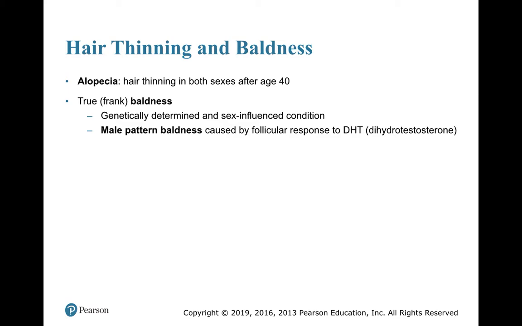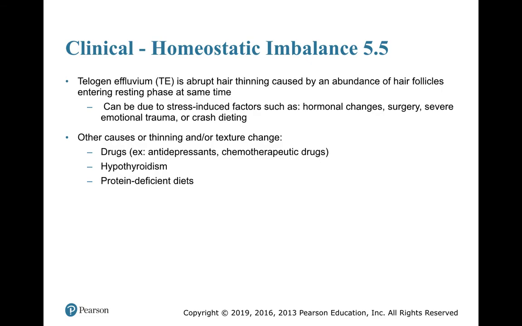Alopecia is the thinning of hair, and begins in both sexes after the age of 40. Frank baldness or true baldness is a genetically determined, sex-influenced condition. One type is male pattern baldness, that's caused by follicular response to testosterone. TE is an abrupt hair thinning that's caused by an abundance of hair follicles entering the resting phase at the same time. That can be due to stress-induced factors, hormonal changes, surgery, emotional trauma, crash dieting.